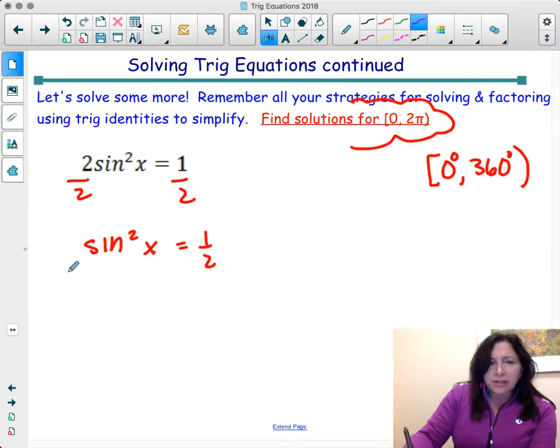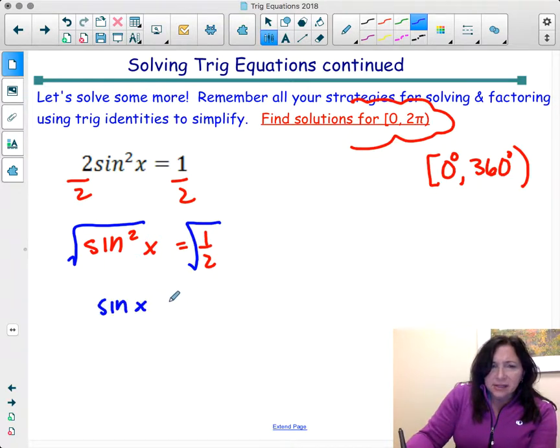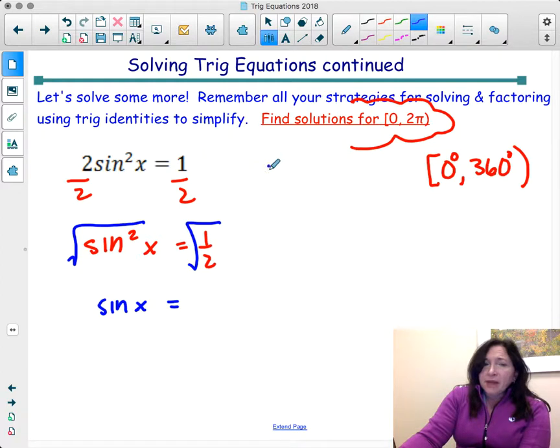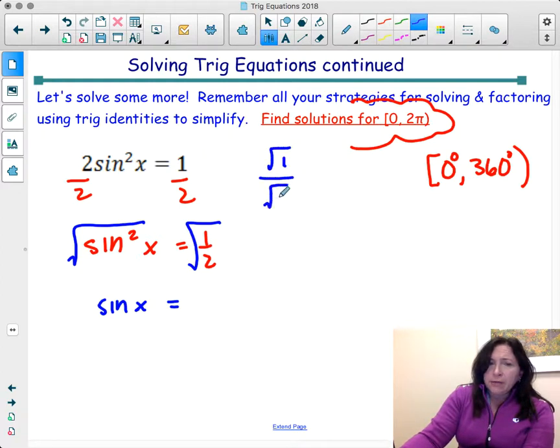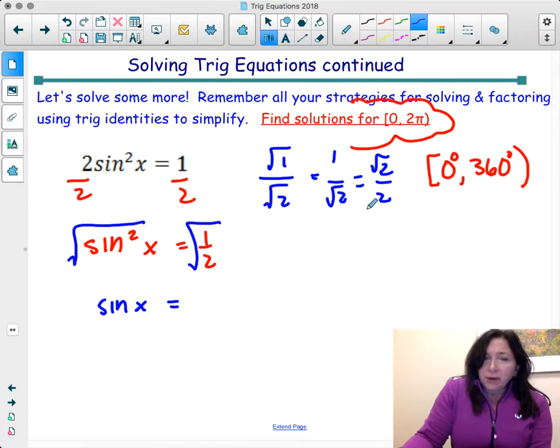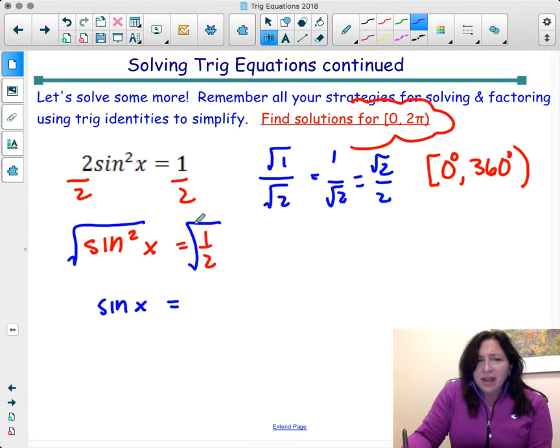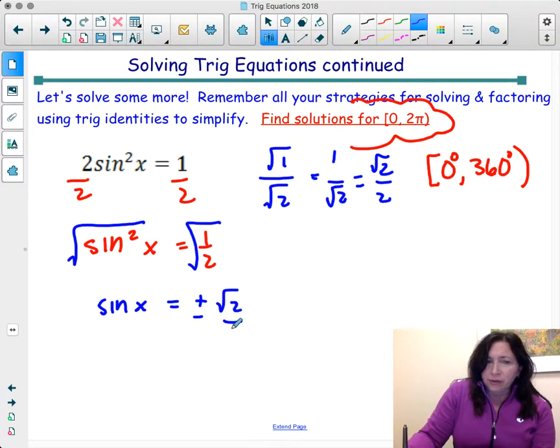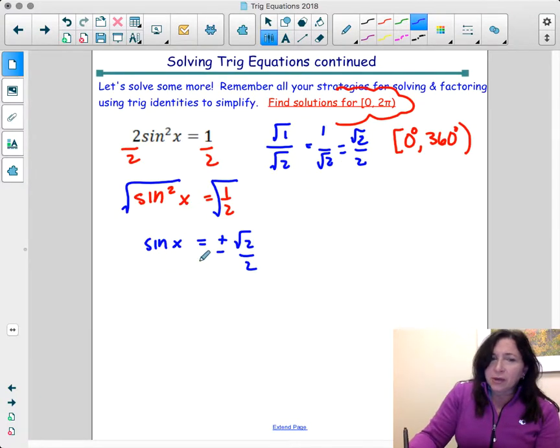And then I'm going to square root both sides. In square rooting both sides, I'm going to get sine of x equals the square root of 1 over the square root of 2, which is equal to 1 over root 2, which is equal to root 2 over 2, which you know is a 45-degree reference. Now, you're taking a square root, which is going to give you a plus or minus value of root 2 over 2. That could be a little bit tricky, because now you're not only solving for positive root 2 over 2, but also negative.